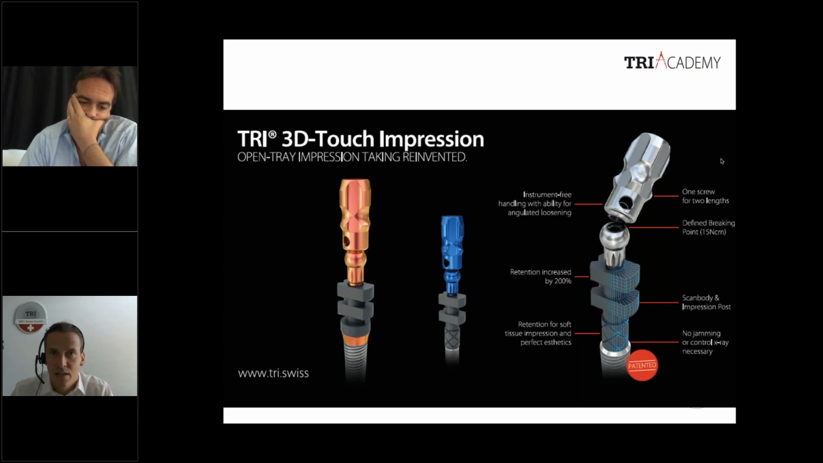We narrowed out the proximal side so it fits into very narrow spaces. And then after you did an intraoral scan, you are still able to use it as an open tray impression post, because in some cases the dental technician wants to have a plaster model anyway. So these are the two combinations you can use with this 3D Touch impression post.